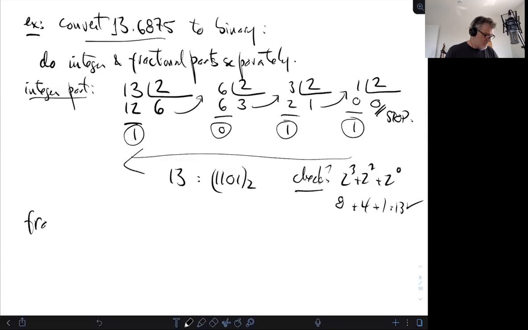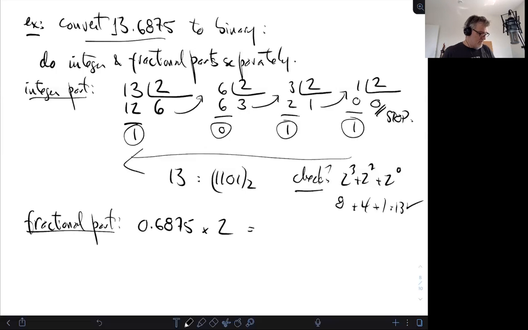Fractional part is different, right? So for the fractional part, you multiply by 2 successively. I'm going to need a bit more room here, but I'll start here. 0.6875 times 2. It's tempting to cheat. I won't. Get my brain going.